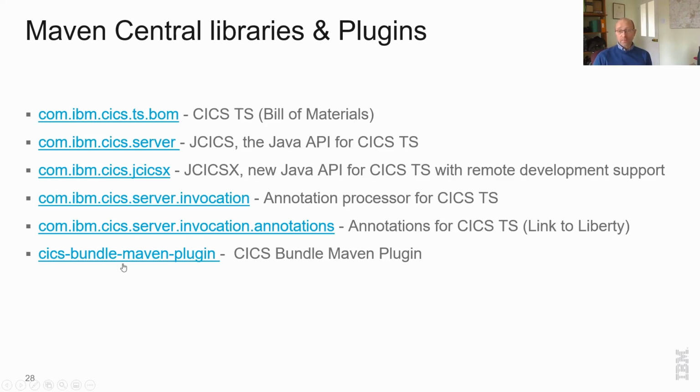And then we have this CICS Bundle Maven plugin, which is a plugin to build CICS bundles as a sort of optional way of building your bundles. And we'll have a look at that later if we've got time. So quite a few components to choose from, and you can choose which ones you want. Typically, you'd probably want bill of materials and CICS API, and then you may want link to Liberty if you're using link to Liberty.